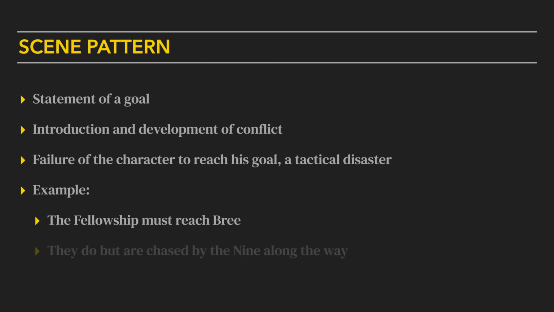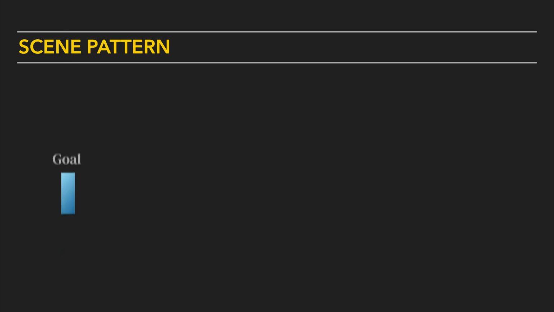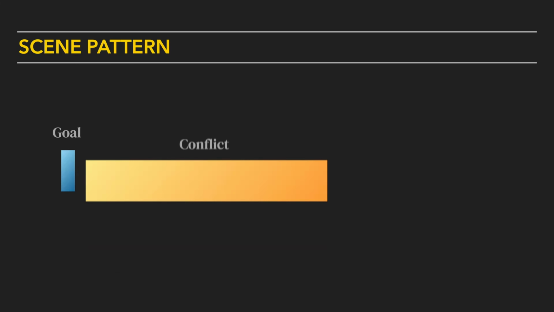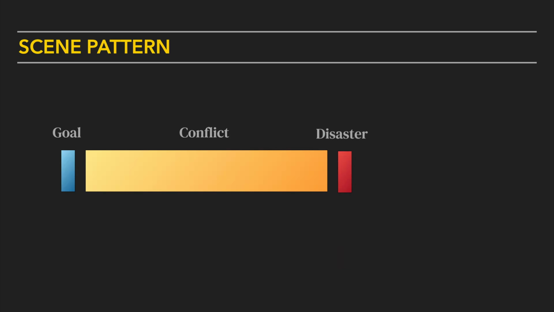So an example: the Fellowship in the Fellowship of the Ring must reach Bree, and they do, but they are chased by the Nine, the riders sent by Sauron along the way. So we have something like this, a statement of a goal at the beginning of a scene, and then the introduction and development of conflict, and finally some disaster.